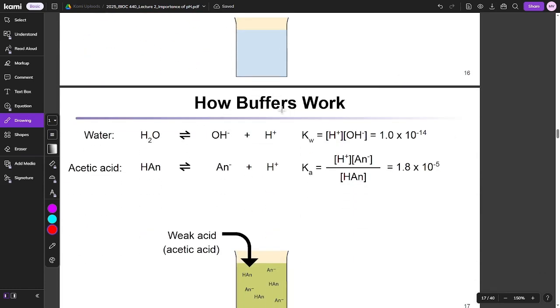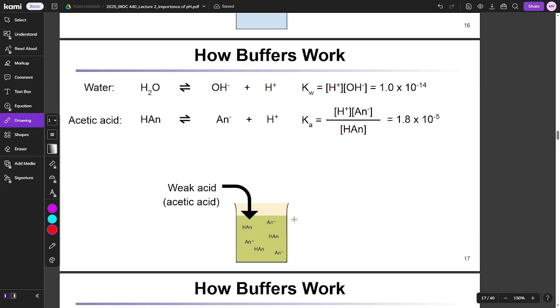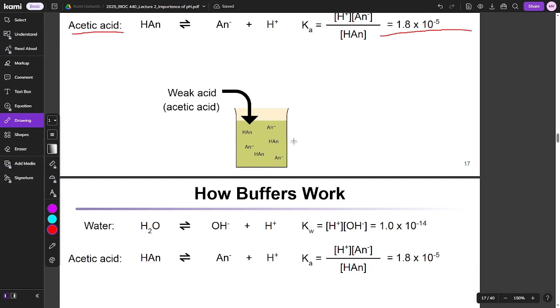How do buffers work? Let's see. For this, it's the same idea. We're looking at these different compounds. Here's the Ka of that, here's the Ka of this. Notice the Ka of this is much higher. This is a higher number than this, so this is more acidic. Acetic acid is more acidic than water. Makes sense. We should know that.